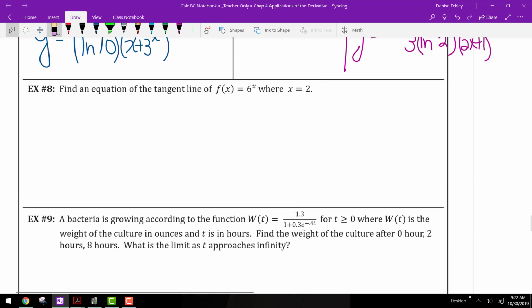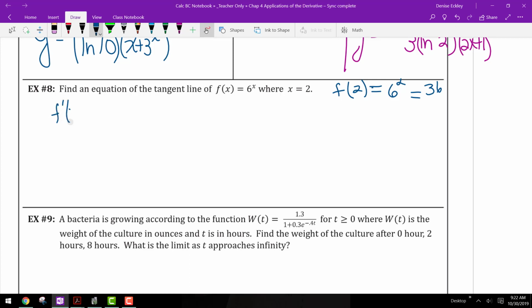All right, now find an equation of tangent line when f of x equals 6 to the x, where x equals 2. So it's exactly what we've done before, except the only difference is we're doing the derivative differently. So first over here, let me just find f of 2, because I'm going to need that y value. So that's just going to be 6 squared, so that's going to be 36. I'm going to need that when I write my tangent line.